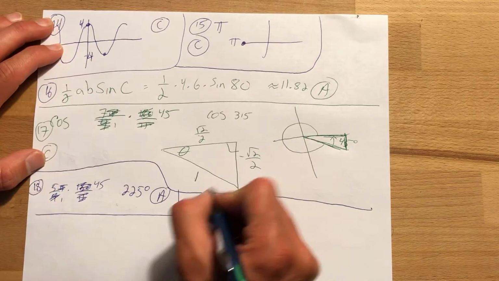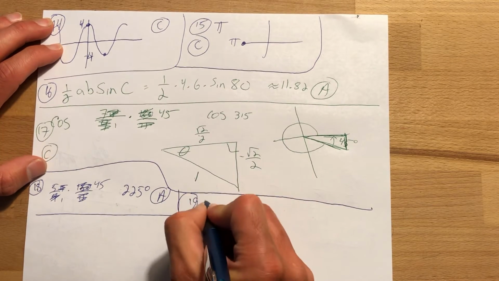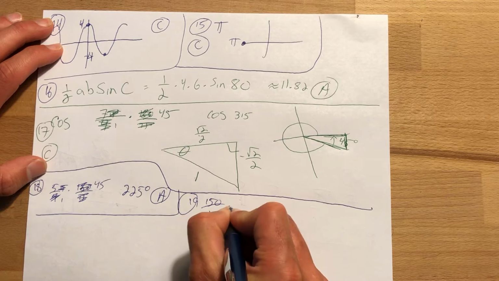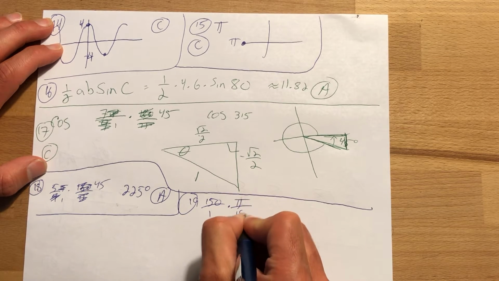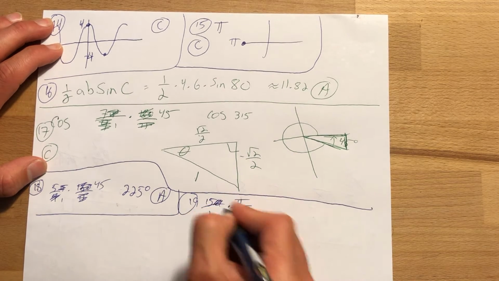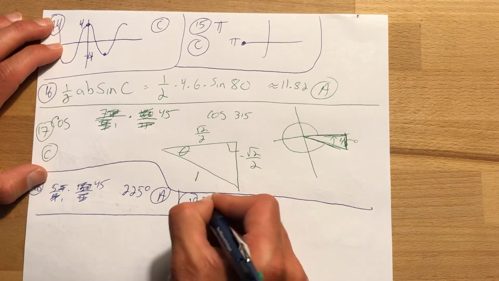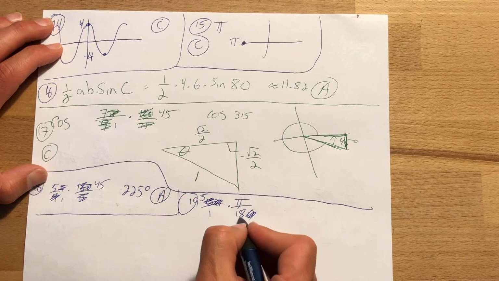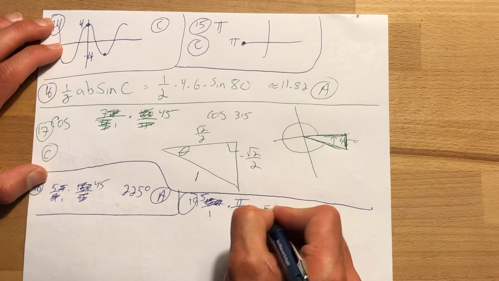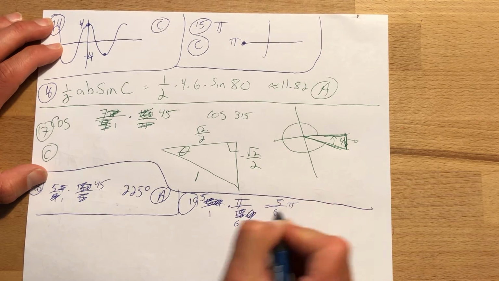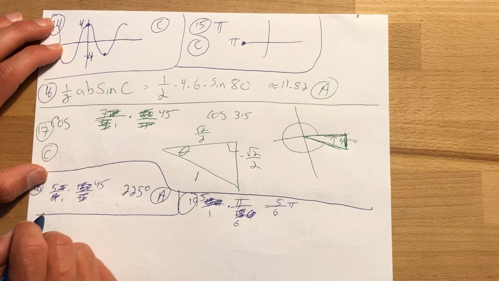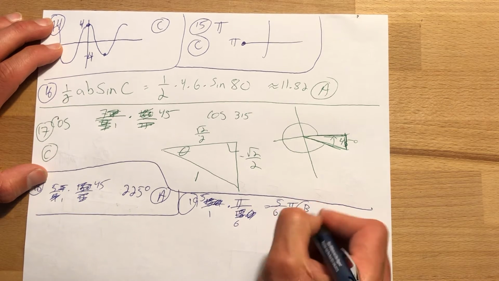All right, number 19. Convert 150 degrees to radians. 15 divides by 3 5 times. 18 divides by 3, 6 times to get 5 over 6 pi, which is letter choice B.